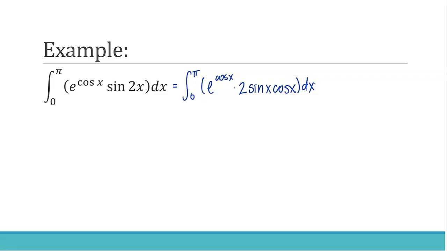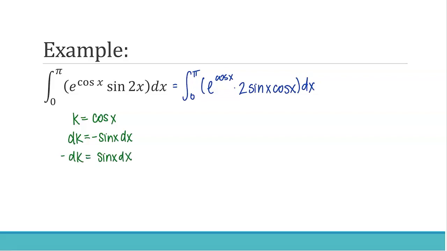I'm going to use the variable k. I'm going to do a k substitution. I'm going to let k equal cosine x, and then dk is negative sine x dx. But I only want to replace sine x dx, so negative dk is sine x dx.